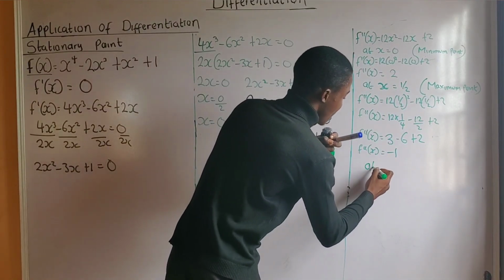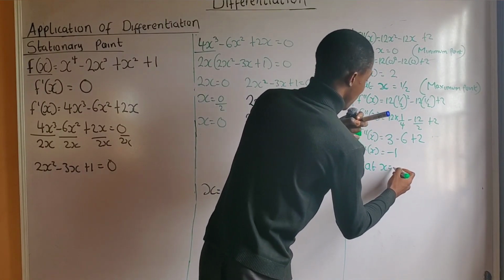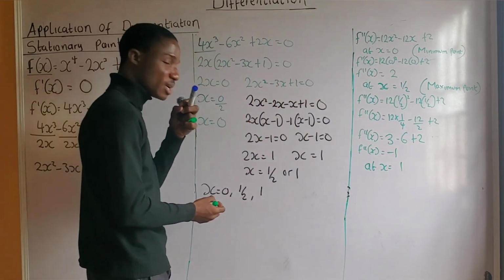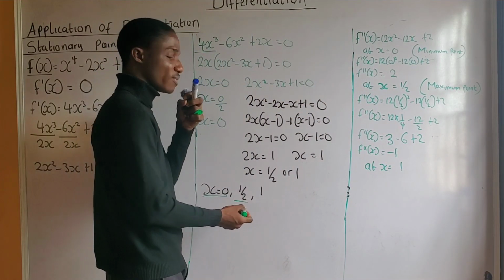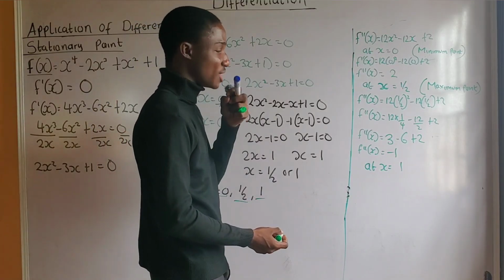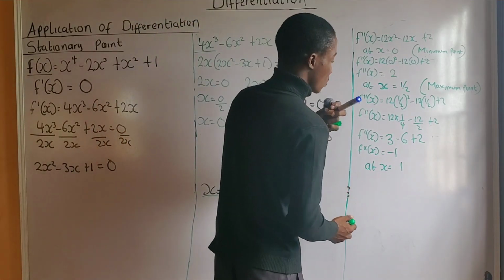So now we are done with x equals 0 and x equals 1 over 2. Now let us test for x equals 1, because now we have 3 points. We have x equals 0, x equals 1 over 2, and x equals 1. Are you getting it?